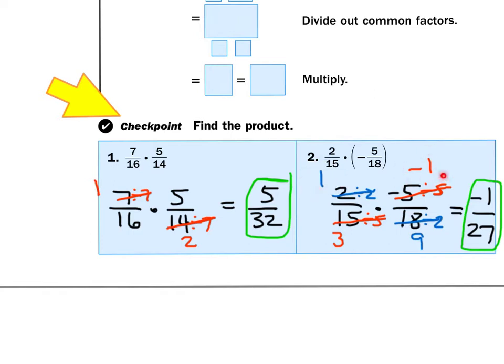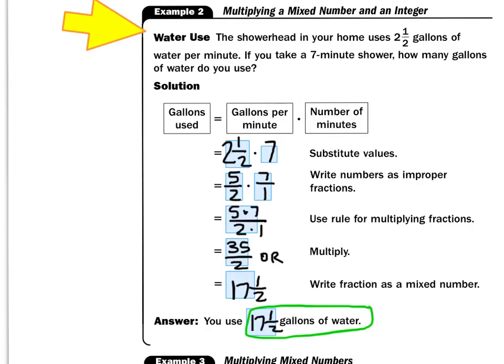So 1 times negative 1 gives me negative 1 on top, and then 3 times 9 gives me 27 on the bottom. And I box my answer. Alright, so let's talk about example 2.